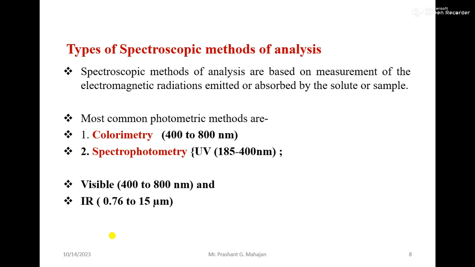Colorimetry deals with only the visible region. That wavelength range is 400 to 800 nanometers. But spectrophotometry deals with the UV as well as visible as well as IR region. In the case of colorimetry, we are not going to get accurate results, but spectrophotometry gives us accurate results.